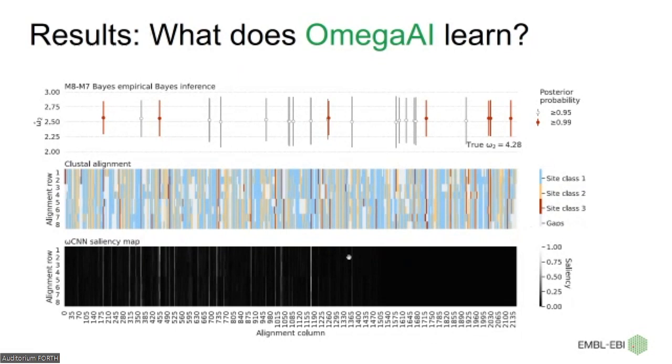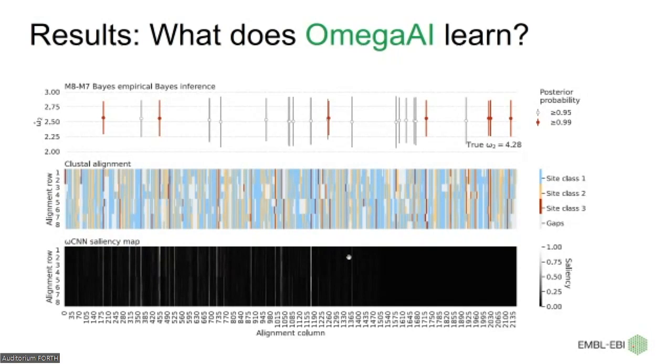Lastly, I'd like to show you some results that give us a little bit of insight into what the CNN is learning. In the middle, I show you the same simulated sequences colored by their omega values, the red being omega values that are greater than 1. And this is Clustal aligned. At the top is PAML's empirical Bayes estimation of sites that are evolving under an omega of greater than 1. And here at the bottom is a saliency map where the lighter pixels are areas of higher saliency, which are of more importance to the neural network at prediction time.